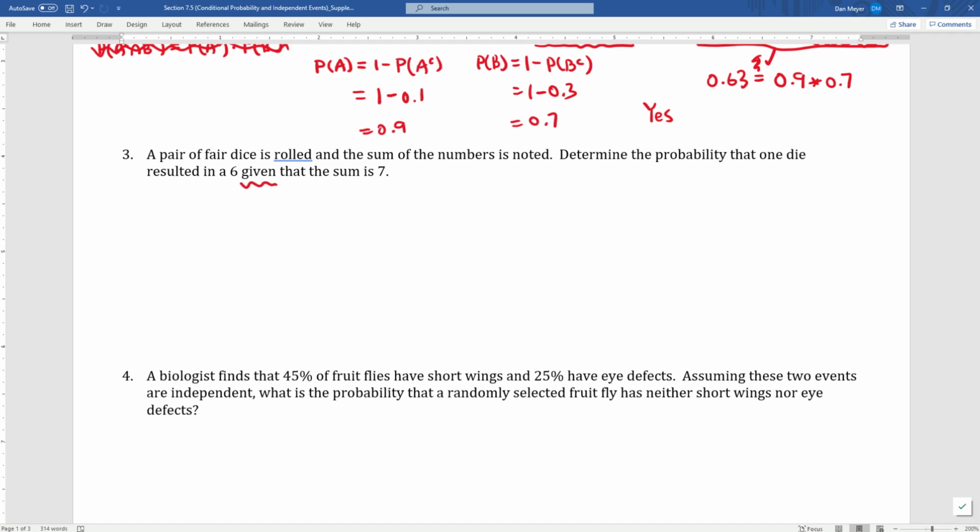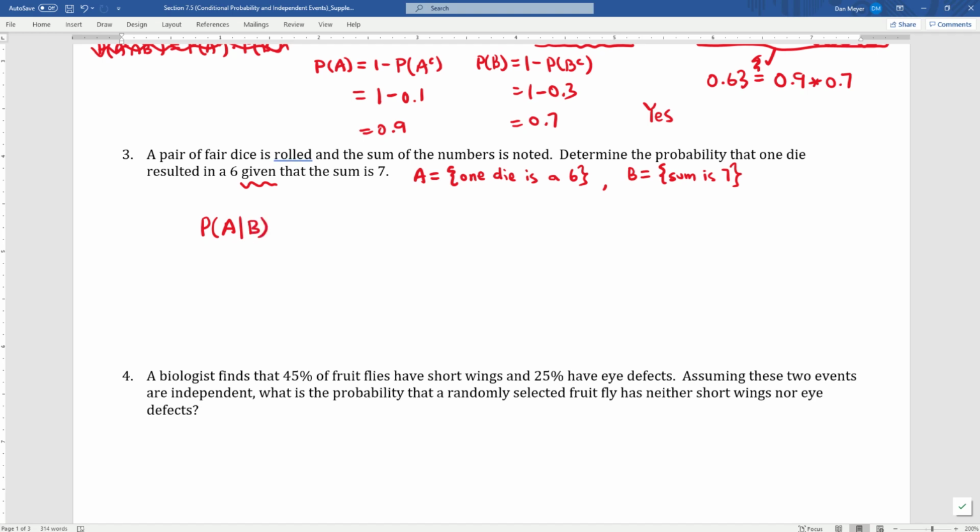Let's just name a couple of events here. We'll let A be the event that one die is a 6, and B will be the event that the sum is 7. There's a couple of things that we could do here. We're finding the conditional probability. What they're asking us to do is to find the conditional probability, the probability of A given B.